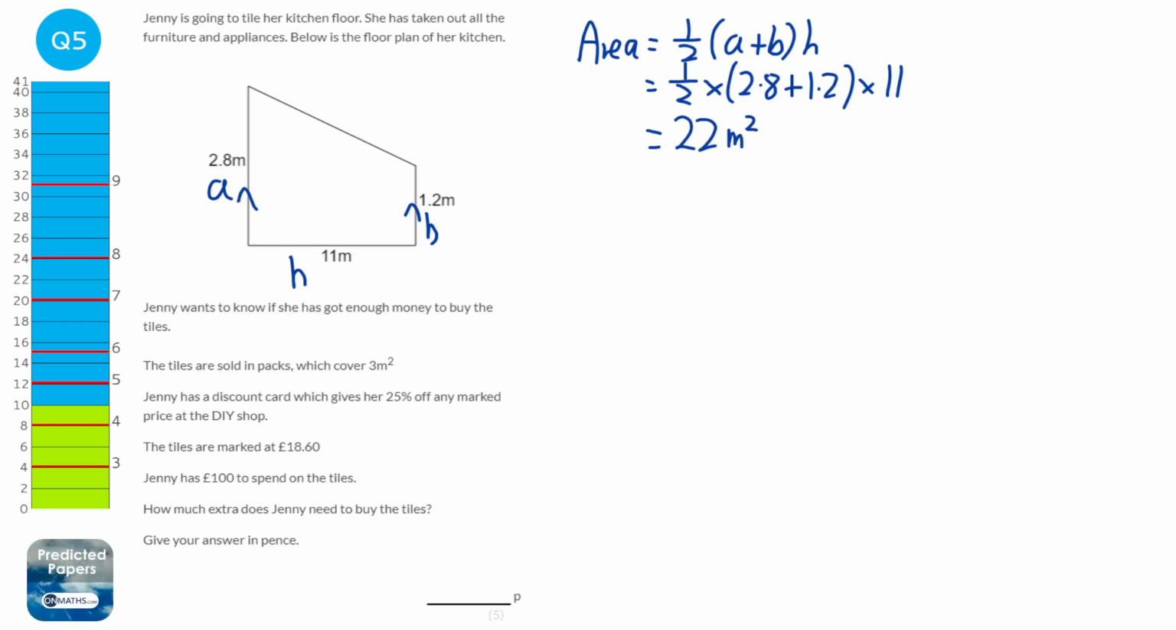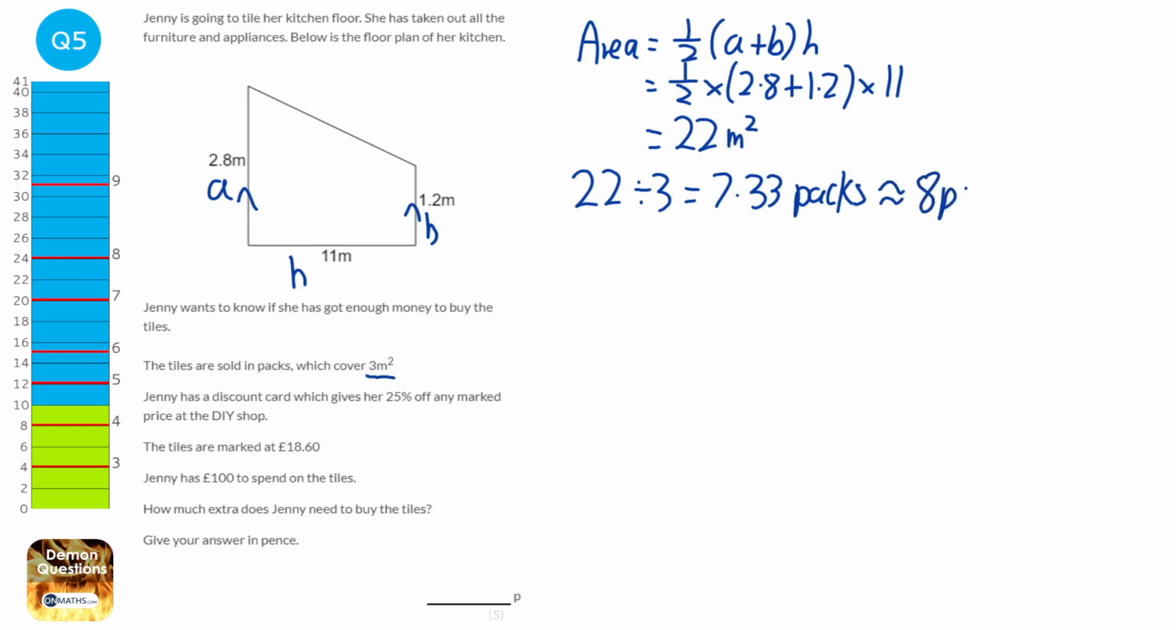And it says here that the tiles are sold in packs which cover 3 meters squared. So if each pack covers 3 meters squared, we're going to do 22 divided by 3, which will be 7.33 packs that we need. Now obviously you can't get 0.3 of a pack or 0.33 of a pack, so we're going to have to get 8 packs and just have some left over. So we'll need 8 packs in total.